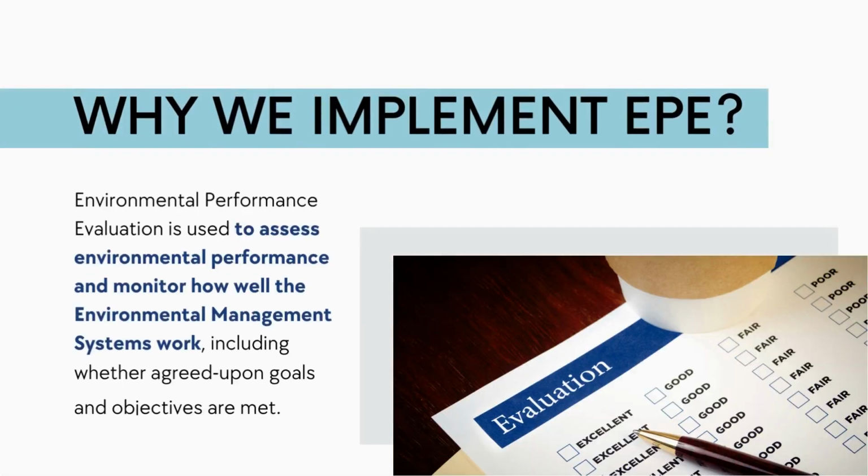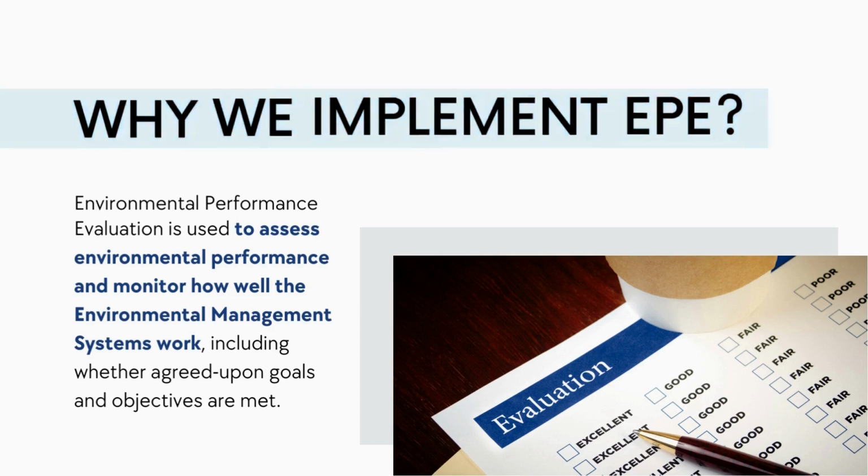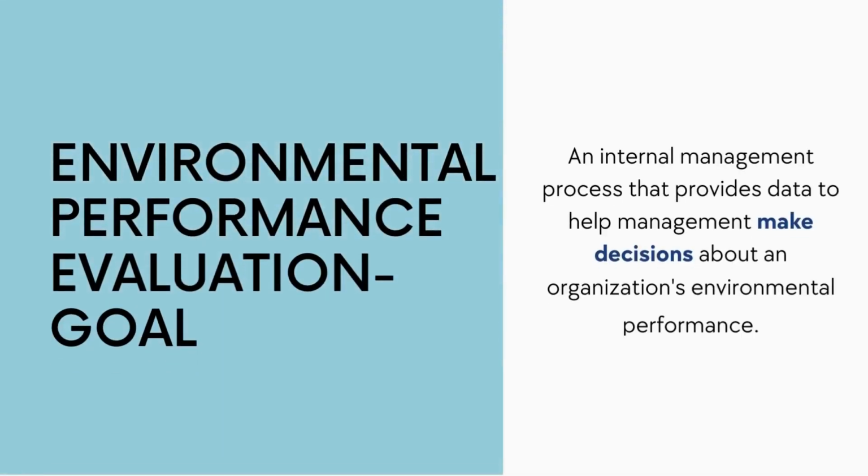Generally, environmental performance evaluation is done to assess environmental performance and monitor how well the environmental management systems work, including whether agreed upon goals and objectives are met. This performance evaluation mainly focuses on an internal management process that provides data to help management make decisions about an organization's environmental performance as a goal to be achieved.